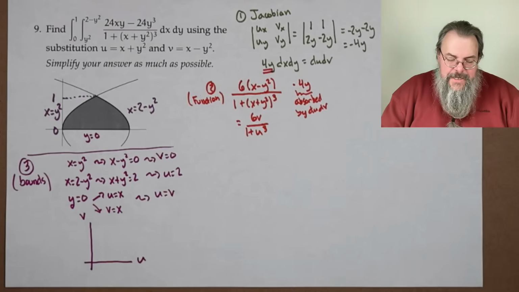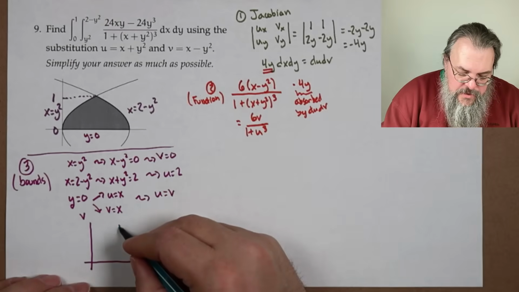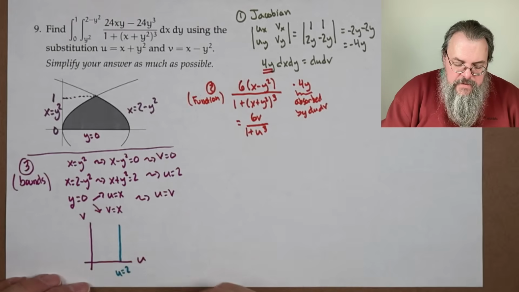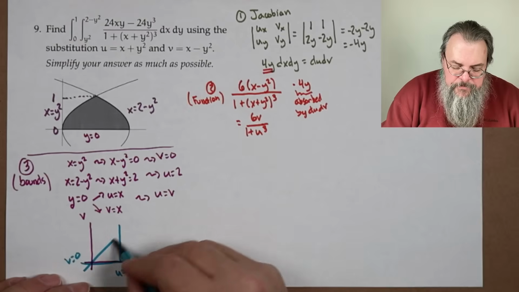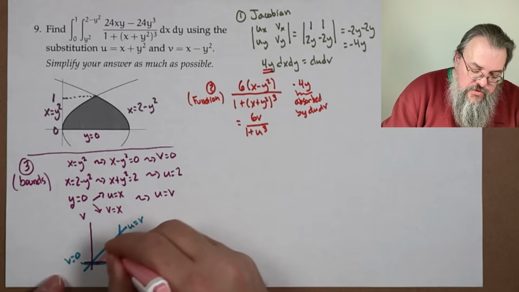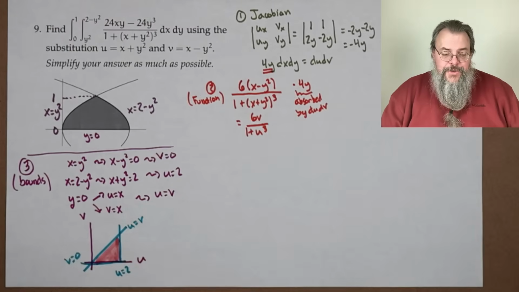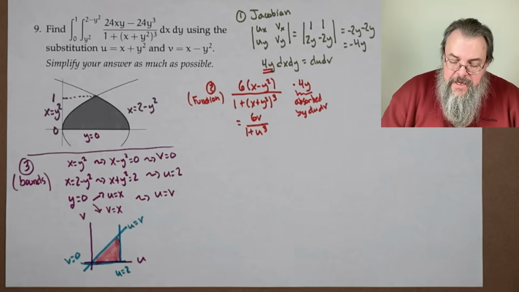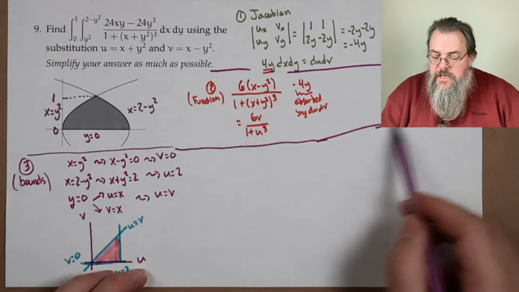Okay, so we have a couple of curves. I'll change colors here just to highlight where they are. We have U equals 2. V equals 0. And then we have U equals V. And now we say, oh, there is a shape here. So this triangle, which is a proper looking triangle now, that's our new region. Okay, so that's our UV region. All right, well, now that we've taken care of the three pieces, we've got our Jacobian, we've got our function, we've got our bounds.